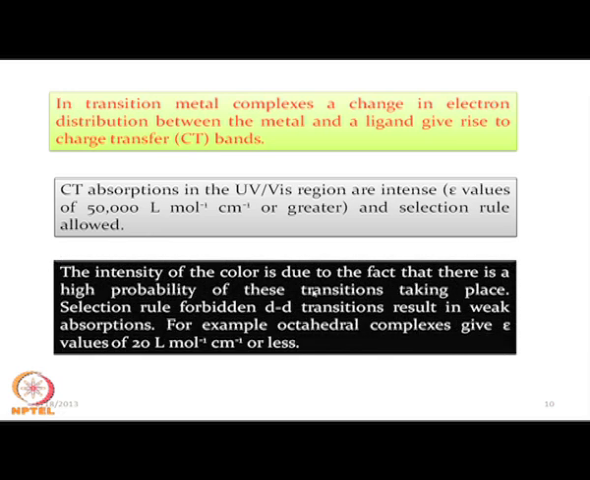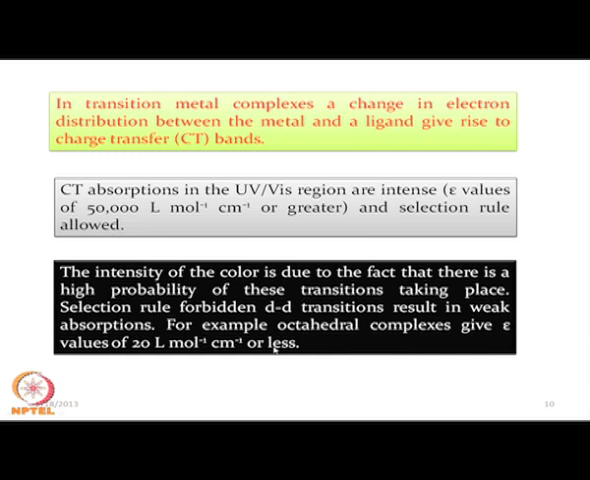So, why do we see a high intensity in these charge transfer bands? The intensity of the color is due to the fact that there is a high probability of these transitions taking place. The selection rule for the forbidden d-d transition results in weak absorption, but this selection rule is no longer operating for these charge transfer transitions. As a result, a particular octahedral complex can give an epsilon value of 20 mole inverse centimeter inverse or less.